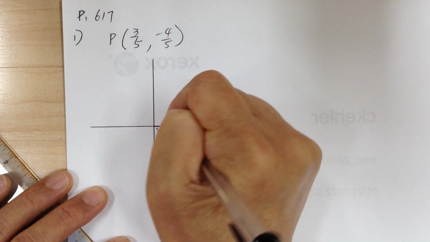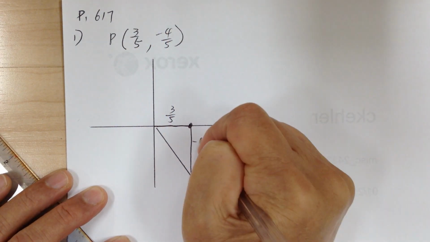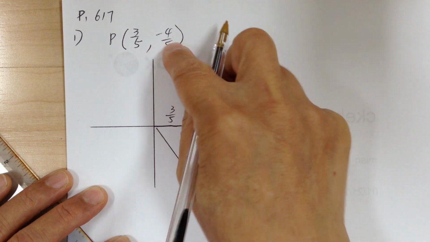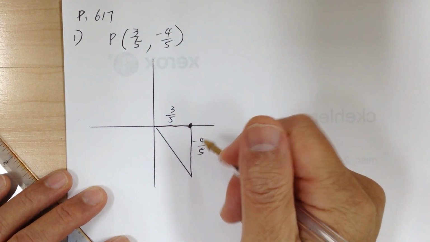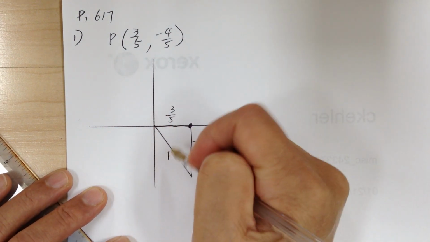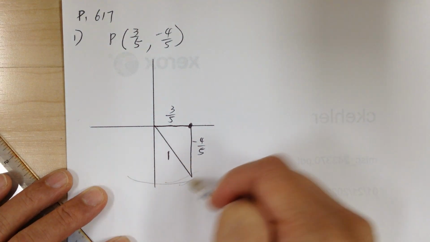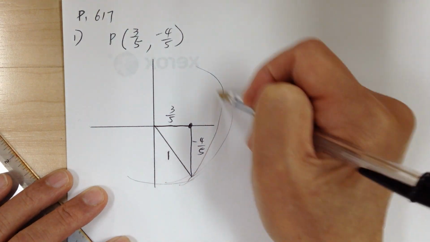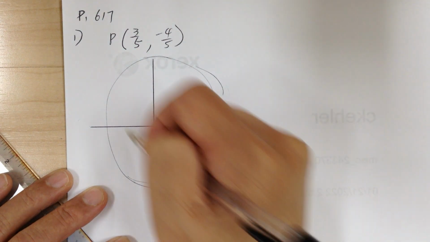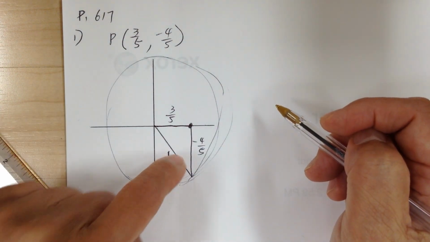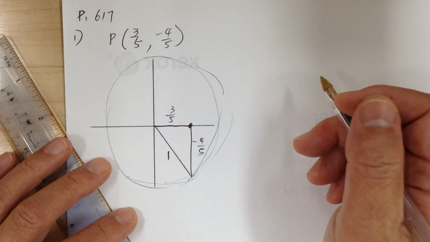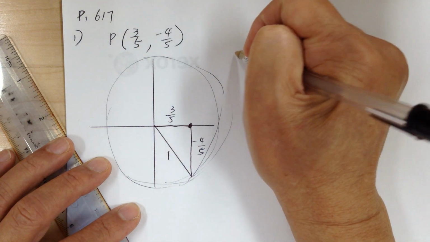So this is 3/5, right? That's your x, and that's y. So you have to watch out for your directions. Okay, negative is going down. And again, it's a unit circle, means radius is equal to 1. So you have this circle going like this. But you don't want to draw the circle, just draw the triangle. Okay, so you're going to get the 6 functions.